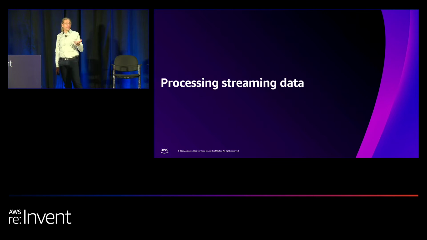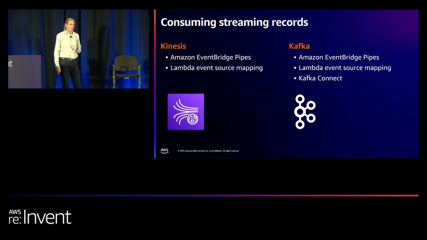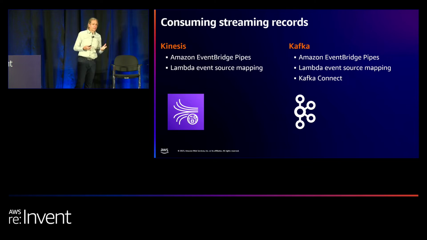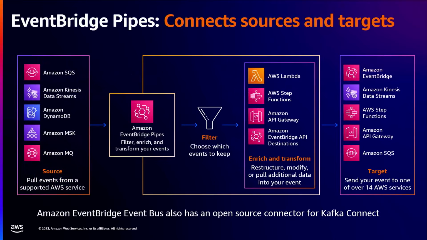So now, how can you actually process some of that streaming data? We've talked a lot about what a stream looks like. What are the options? For consuming data on the Kinesis side and the Kafka side, there's some similar services we can use. We've got Amazon EventBridge Pipes. That's one way you can consume data records. And then we've got the Lambda event source mapping. And then on the Kafka side, you've also got Kafka Connect. So if you are in the Kafka world, a very common way is to use Kafka Connect to connect to other different services. So EventBridge Pipes, what is that all about?